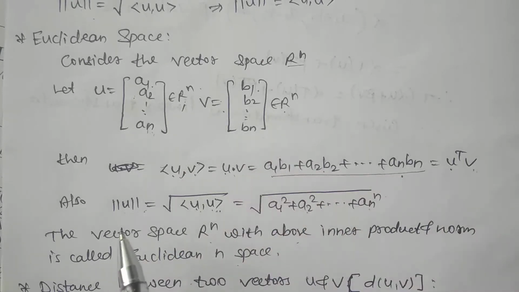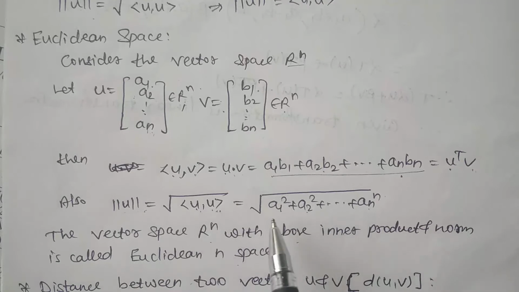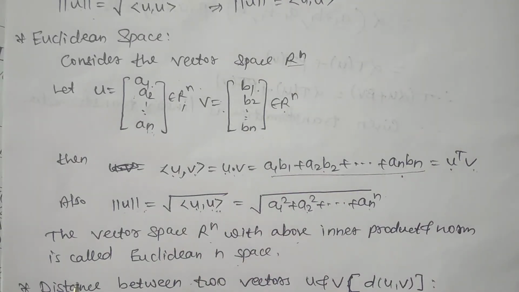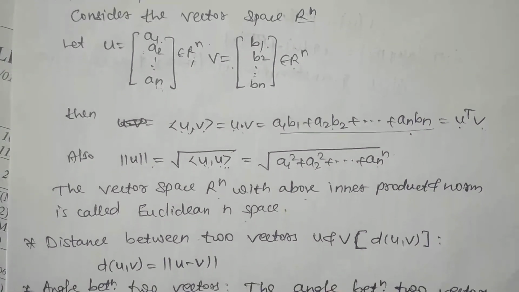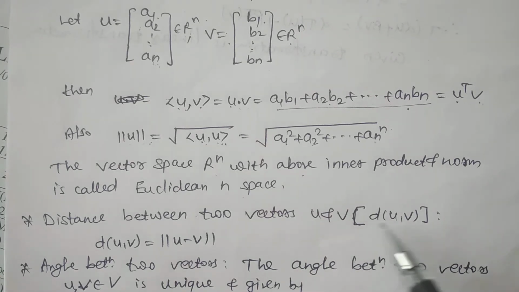This is called the Euclidean space. If you take a definition of inner product like this and definition of norm like this, then this is called the Euclidean n-space or Euclidean space, simple. Okay. Then next point, distance between two vectors u and v.